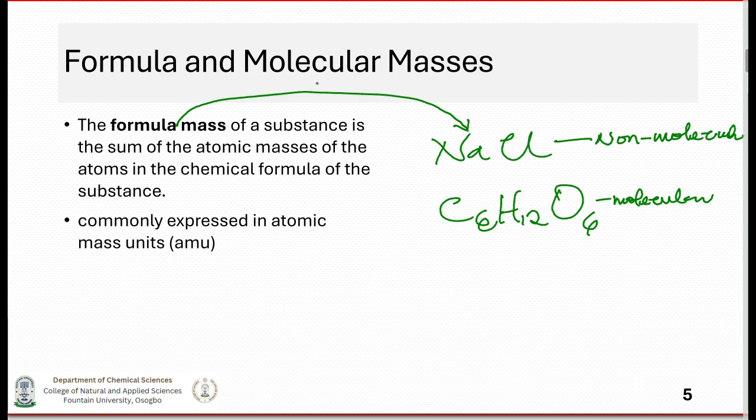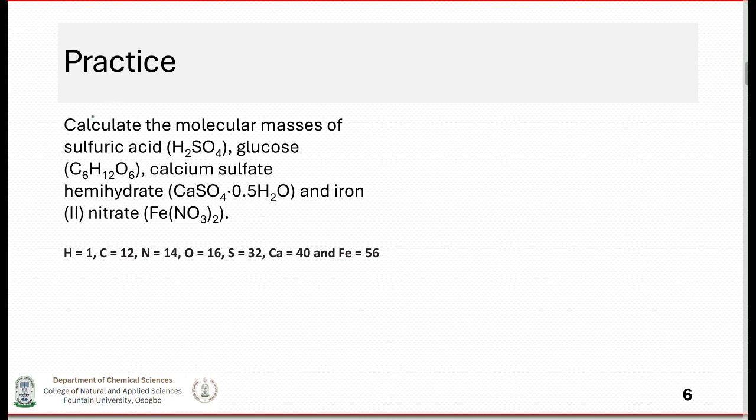For a molecular compound, we use molecular mass to represent it, but both of them mean the same, just to differentiate a non-molecular compound from a molecular compound. So that is why we call one formula mass and the other one molecular mass. And whether it is formula mass or molecular mass, the unit is atomic mass unit. So let's go ahead and see how we do the calculation.